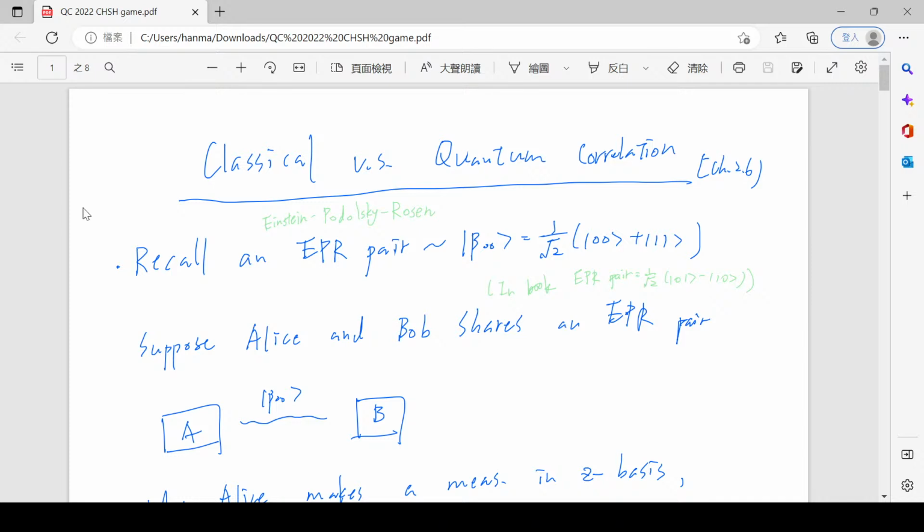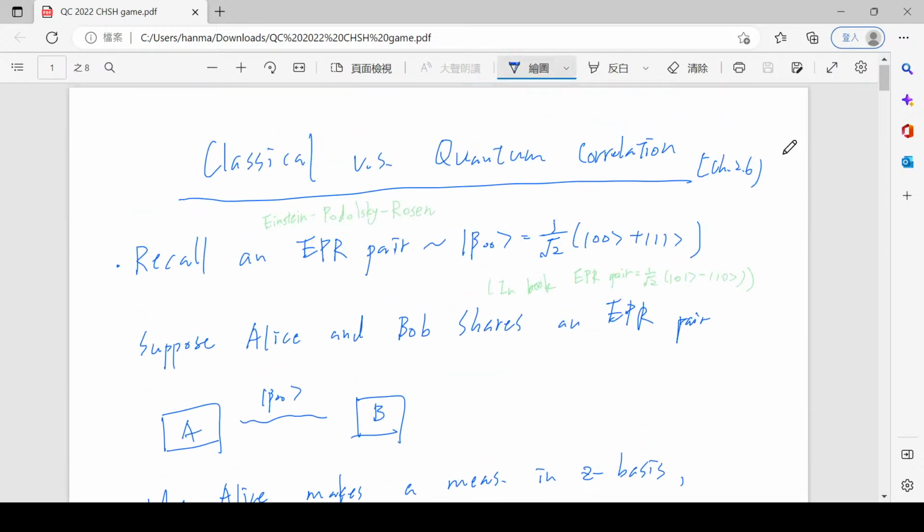So before we talk about the midterm, let's have this filler chapter. This is something we skipped before we go to the midterm, and it is quite an interesting concept. It's about classical versus quantum correlation. So let's talk about this thing that we skipped at chapter 2.6.